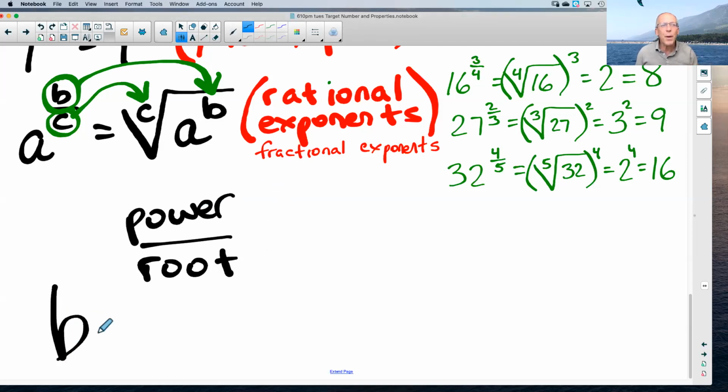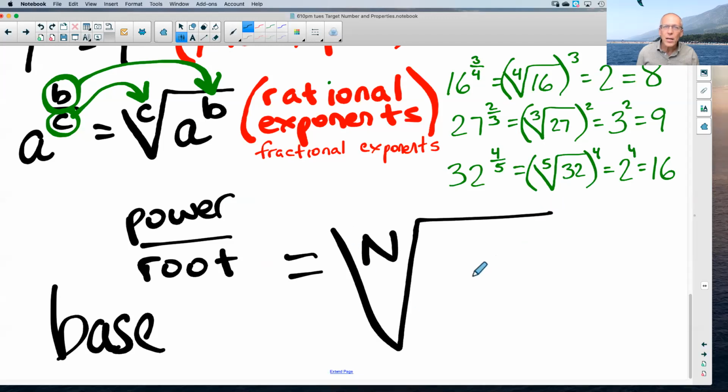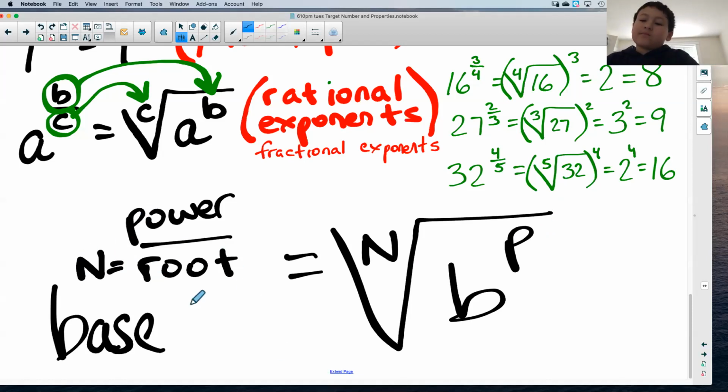So this is the base to a power over a root, and so we have the nth root and the p power. Anyway, I thought that was a really good way for me to remember the power and the root. Yes, sir, Seth.